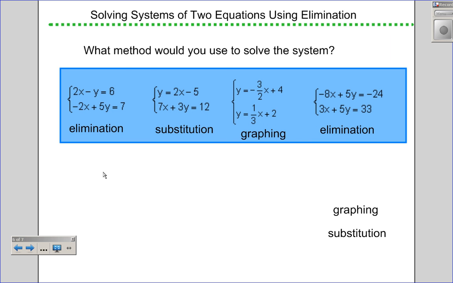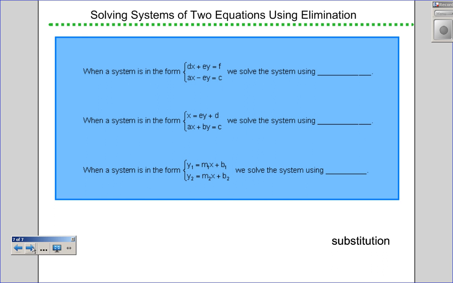But once again, it's up to you and whatever method you're most comfortable with. I've presented to you now 3 different methods for doing this, and it's really about what you're most comfortable with using. So when a system is in this form, where I have those opposite coefficients in front of the y, I'm going to want to use elimination to solve those. So we solve the system using elimination.